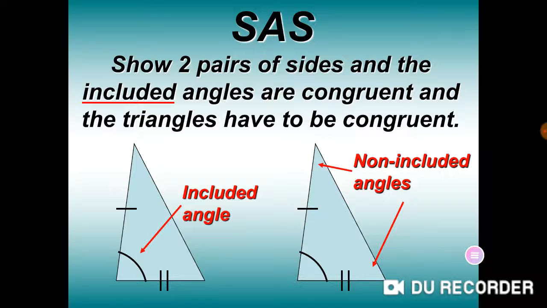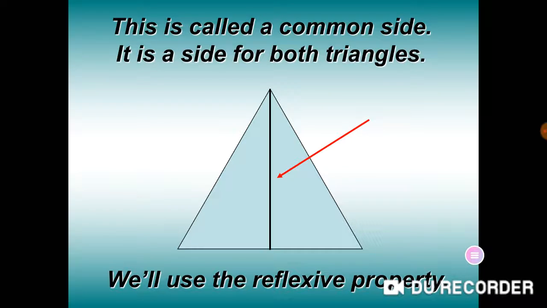Okay, so this angle is the included angle between the 2 sides, but this angle is not included between the 2 sides. So when I prove the 2 triangles are congruent, I need to care about this kind of angle, which is the included angle between the 2 congruent sides.